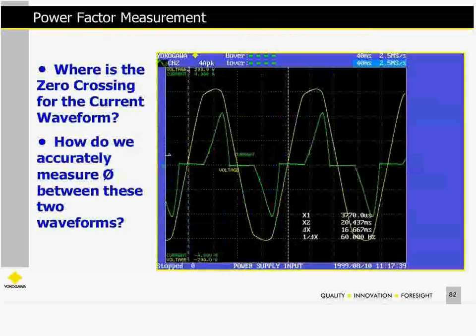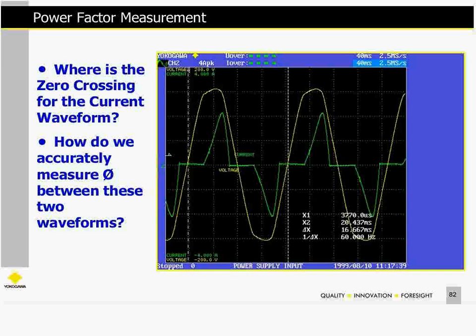Got our voltage, got our current that turns on at the peak of the voltage, and how do we accurately measure the phase angle between these two waveforms? Well, to do that, you've got to know where your zero crossing reference is. Everybody here would tell me something different as to the phase crossing reference.